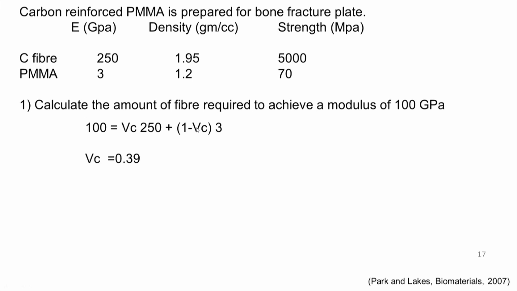So, we can get the volume fraction for carbon fiber is equal to 0.39. So, I need to add 0.39, or 39%, carbon fiber and the remaining 61% PMMA to achieve a modulus of 100 gigapascal. Okay. Or the same thing we can do if you want to look at the strength. So, the same volume fraction ratio is what it follows, and that is called the mixture rules.